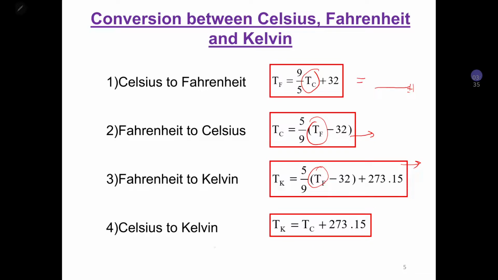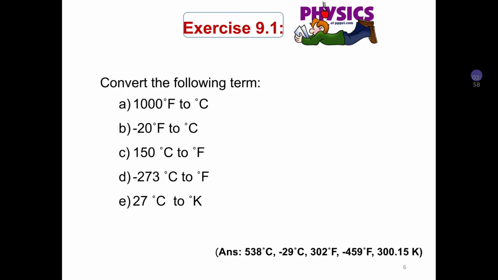Okay, so Celsius to Kelvin is the temperature in Celsius plus 273.15. I believe that you remember this one, right? Just the temperature in Celsius plus 273.15. That's how you convert the temperature in Celsius to Kelvin. Maybe you can try this at home, converting from Fahrenheit to Celsius, Celsius to Fahrenheit, and Celsius to Kelvin. There is an answer below, so check your answer with the answer given.